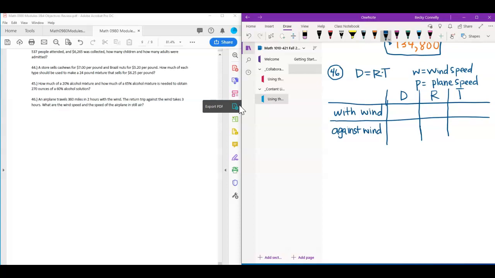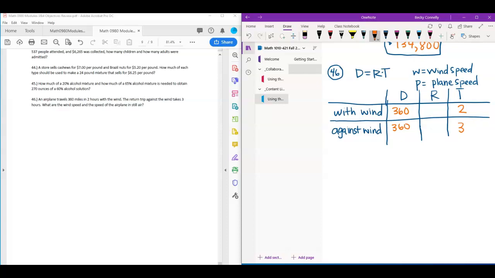So our distance is 360 miles. And it says a return trip, so that means we're going 360 miles both ways. Whether we're going there or back, we'll go 360 miles. But when we're going with the wind, it takes us 2 hours. And when we're going against the wind, it takes us 3 hours. Okay.